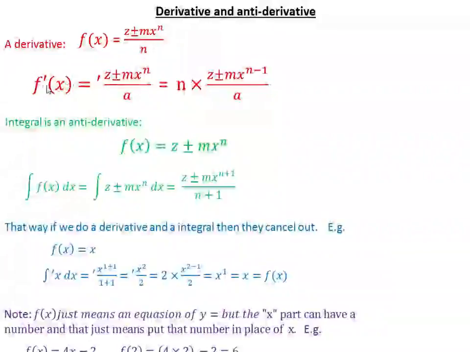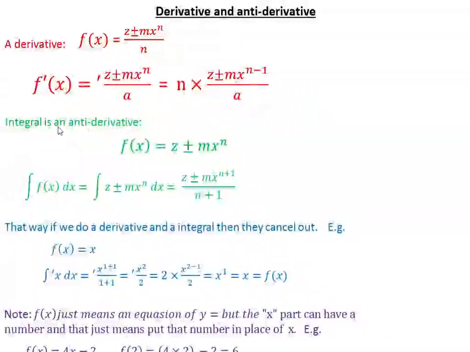The derivative of f(x), or the function, would basically be: take the power, multiply it by the equation, and then take that same power that you just had and do minus 1.